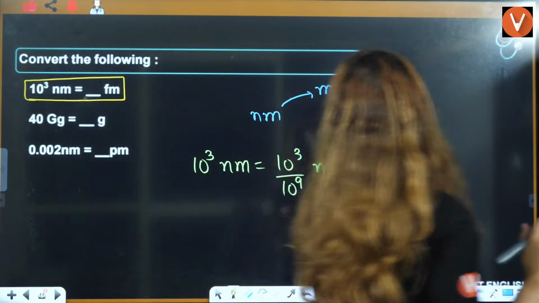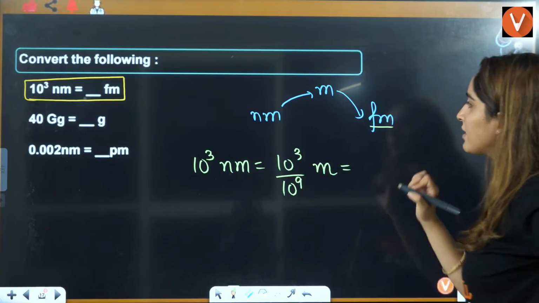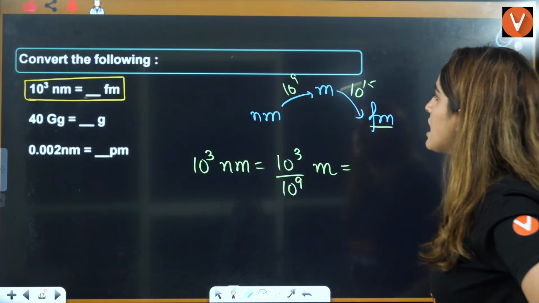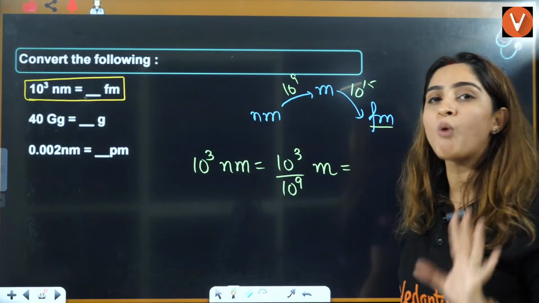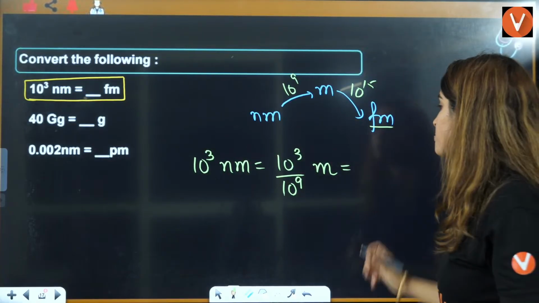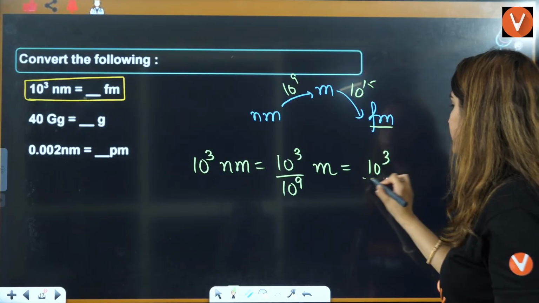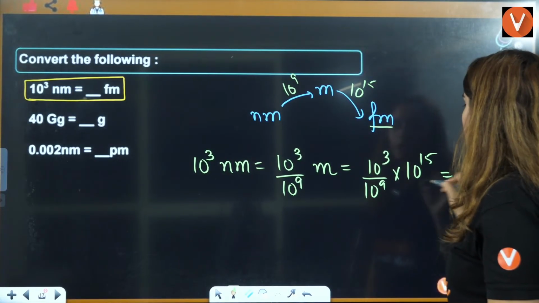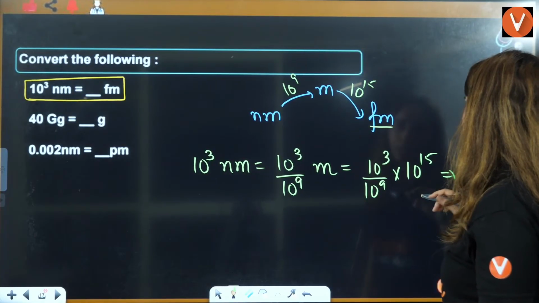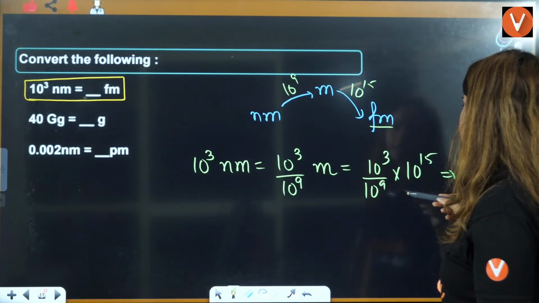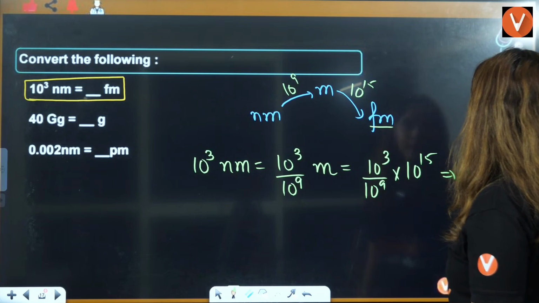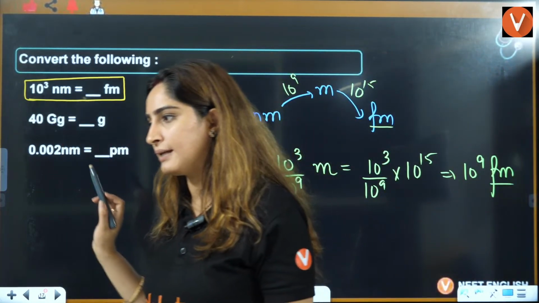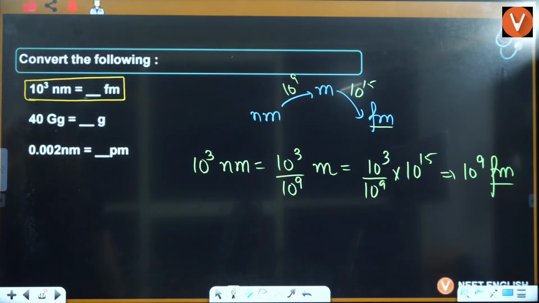Then after this, it is again 10 raised to power 15. Now you have larger to smaller. Larger to smaller is multiplied. So this is 10 raised to power 3, this is 10 raised to power 9, this is multiplied by 10 raised to power 15. You get this answer. This will be 10 raised to power 9 femtometer. So the answer is going to be 10 raised to power 9. Okay?